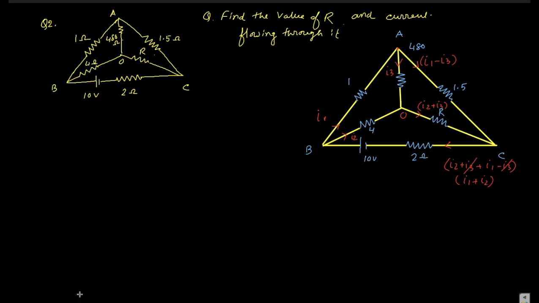Now we have to apply the KVL. For that we should choose a path in the clockwise direction. First for the AOBA loop, what is the expression for the potentials? Here the direction of the current and the direction of the path are the same, so it is minus I1.